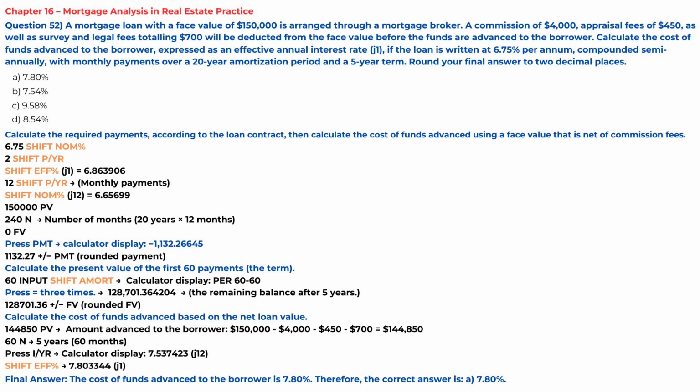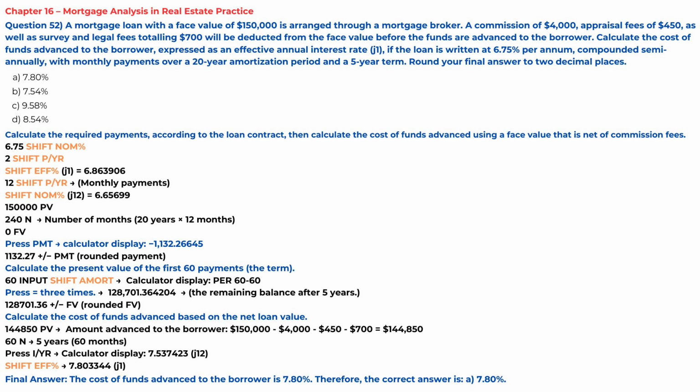Calculate the required payments according to the loan contract. Then calculate the cost of funds advanced using a face value that is net of commission fees. 6.75 Shift Nom. 2 Shift P/Y. Shift Effective. Calculator stores J1 equals 6.863906. 12 Shift P/Y, monthly payments. Shift Nom. Calculator displays J12 6.65699. 150,000 PV. 240 N, 20 years times 12 months. 0 FV. Press PMT. Calculator displays negative 1,132.26645. 1,132.27, plus and minus sign, and press PMT, rounded payment.